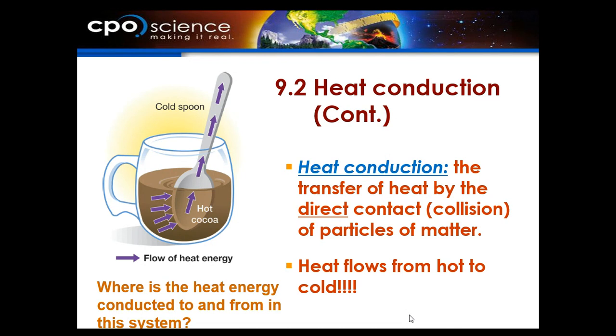The hot chocolate is what's hot, yes. We put the spoon in it, and that hot chocolate contacts only part of the spoon, but that heat can eventually travel all the way up to the top of the spoon, and that is through heat conduction. Transfer of heat by the direct contact or the collision of particles of matter. Okay, some particles have more energy than others, and they don't want to have that. We don't want to be at a high energy state. We want to disperse our energy, and we want to lower our energy.